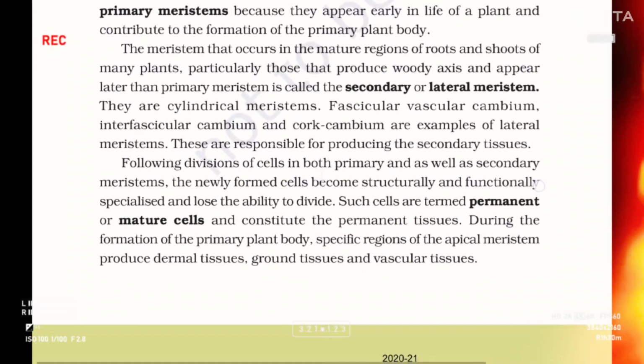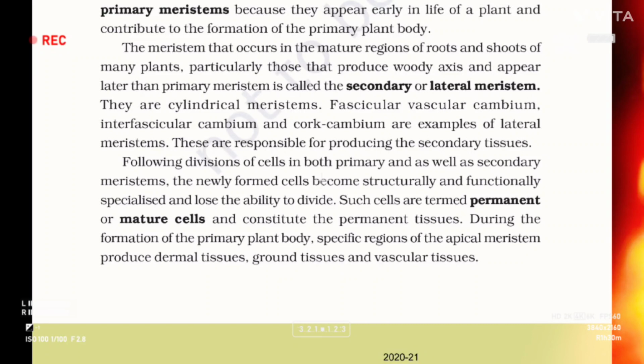Following division of cells in both primary as well as secondary meristem, the newly formed cells become structurally and functionally specialized and lose the ability to divide. Such cells are termed permanent or mature cells and constitute the permanent tissue. During the formation of the primary plant body, specific regions of the apical meristem produce dermal tissue, ground tissue, and vascular tissue.